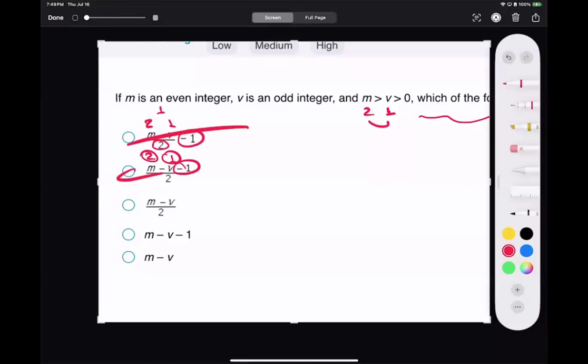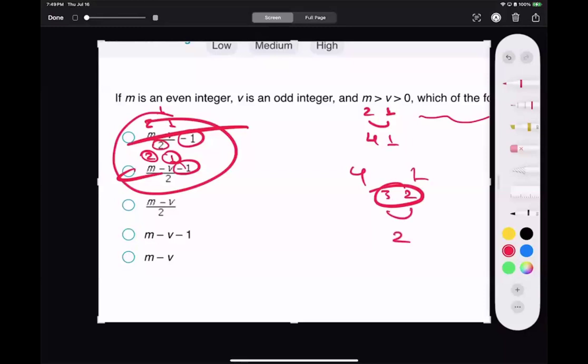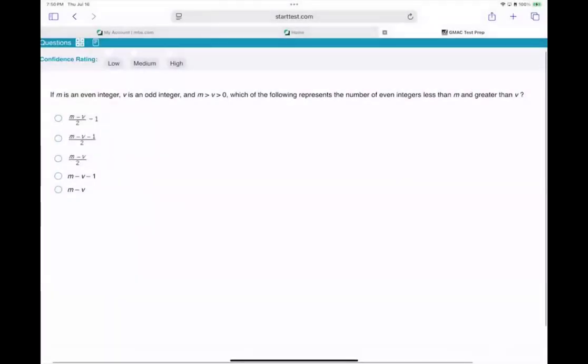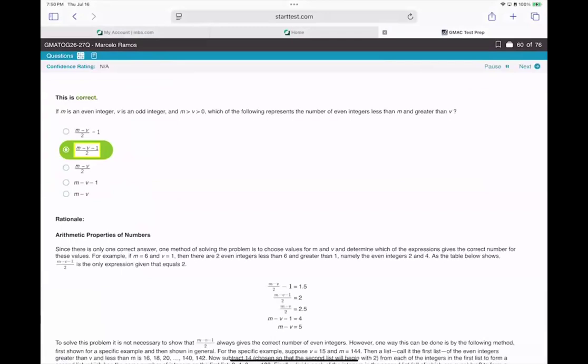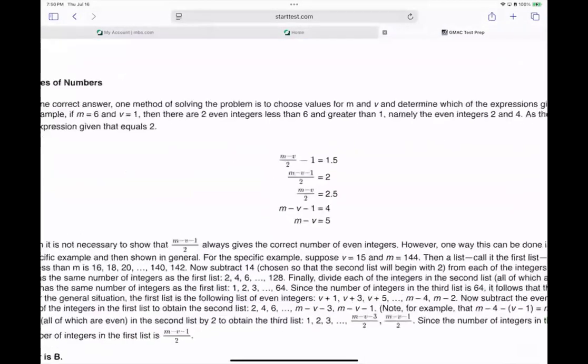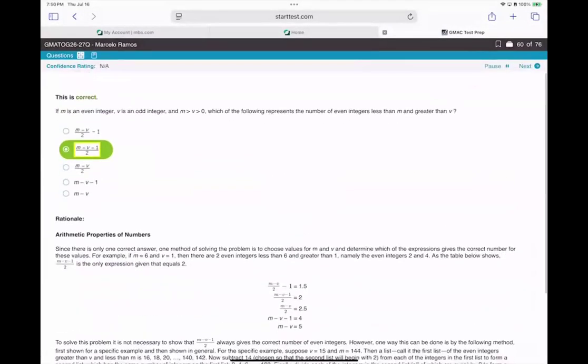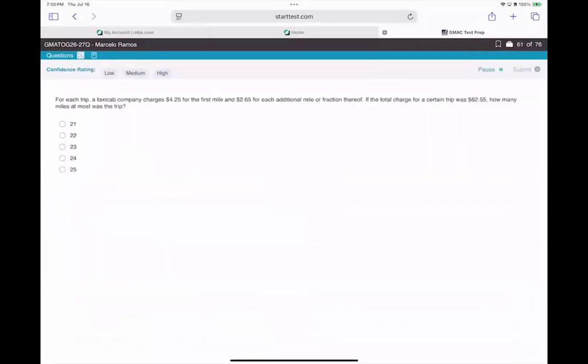I could also try putting 4 and 1, which gives 2 and 3 as the integers between, and substitute here to see if it produces a response of 2. Is that okay for you guys? Any question? If you have any question, tell me. I just attributed numbers and substituted. He did a bit more complicated. Next one.